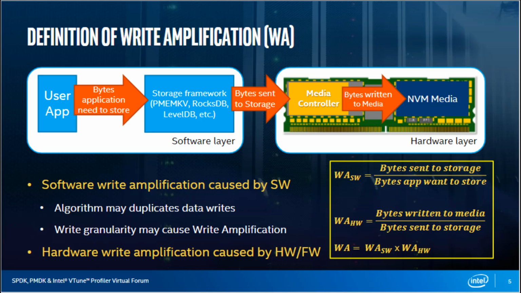This is the source of the hardware write amplification. For example, for NAND SSD, as I mentioned before, to do any write, we first need to erase some block and reprogram it again with the new data. And the size of the block might exceed the actual amount of information you would like to write. And this is the source of the hardware write amplification. The total write amplification is just a multiplication of the software write amplification and the hardware write amplification.